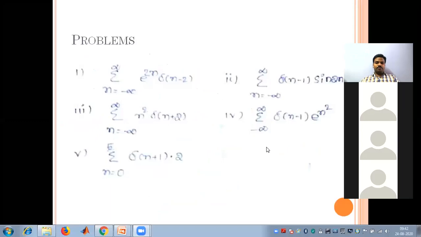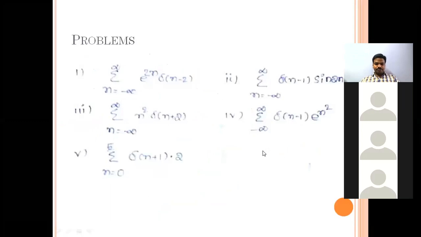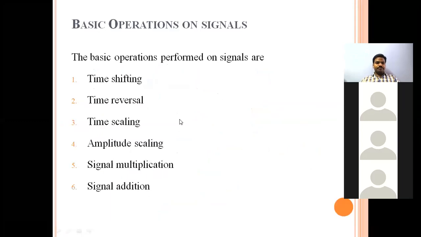Now see here, with this we have completed the problems based on this. Next one is a very, very important question: basic operations performed on signals. What do you mean by operation? Why are we doing operations?